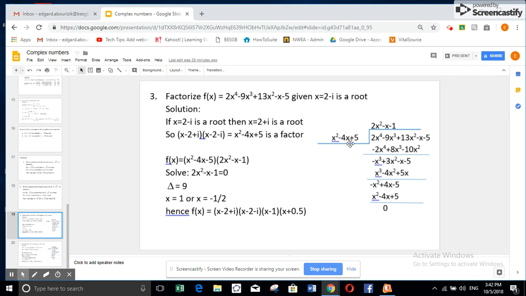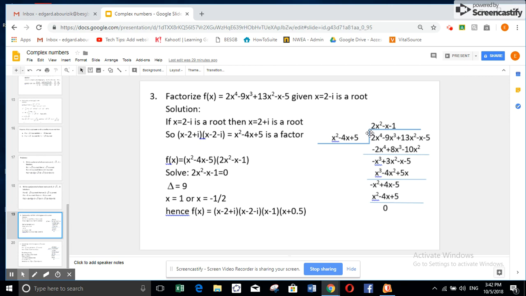Minus x cubed divided by x squared is minus x. If you multiply and put the opposite sign, you're going to get here minus x cubed will be x cubed, plus 4x squared will be minus 4x squared, minus 5x plus 5x. These two cancel out. I'm left with minus x squared plus 4x minus 5. Minus x squared divided by x squared is minus 1. If you multiply at the end, you're going to get 0. It means what I did up, the product, was correct.